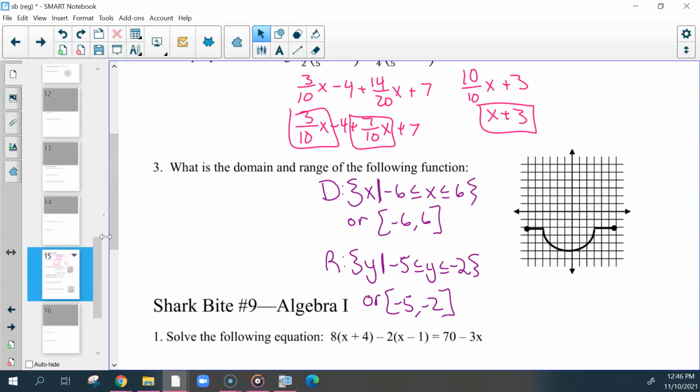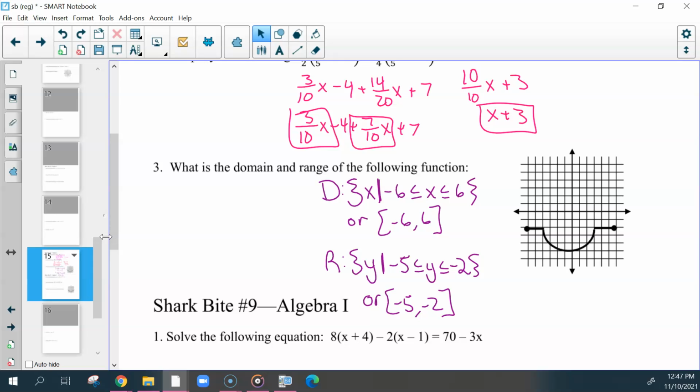For number 3, it asks for the domain and the range. Domain is all of your x values, so looking left to right, furthest point to the left to furthest point to the right. So I wrote these two different ways. One is set builder notation, from -6 to 6 and everything in between are all of your x's. Or the second one is interval notation, which we'll deal more with when we get into inequalities next unit.